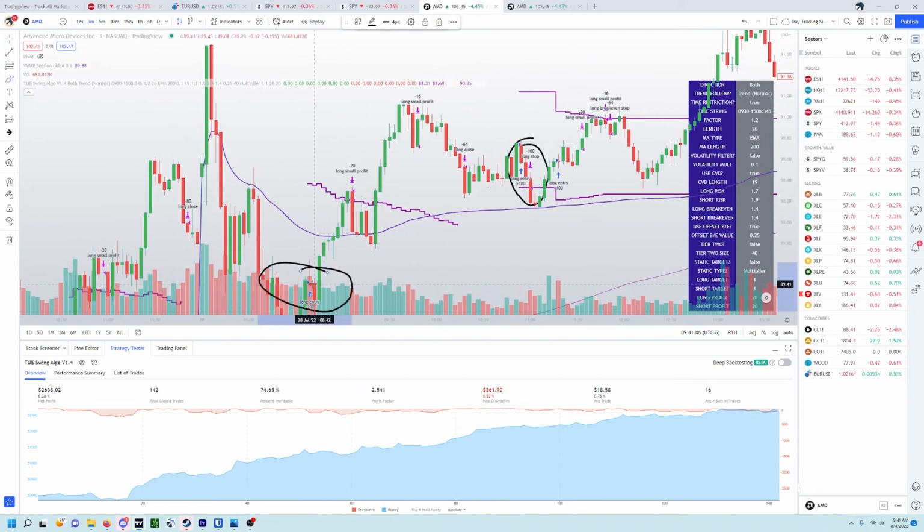Okay, so the entry right here at 89.43. First profit right here, $90.29. Look how it top ticks this move. That's beautiful. Okay, it comes back down.